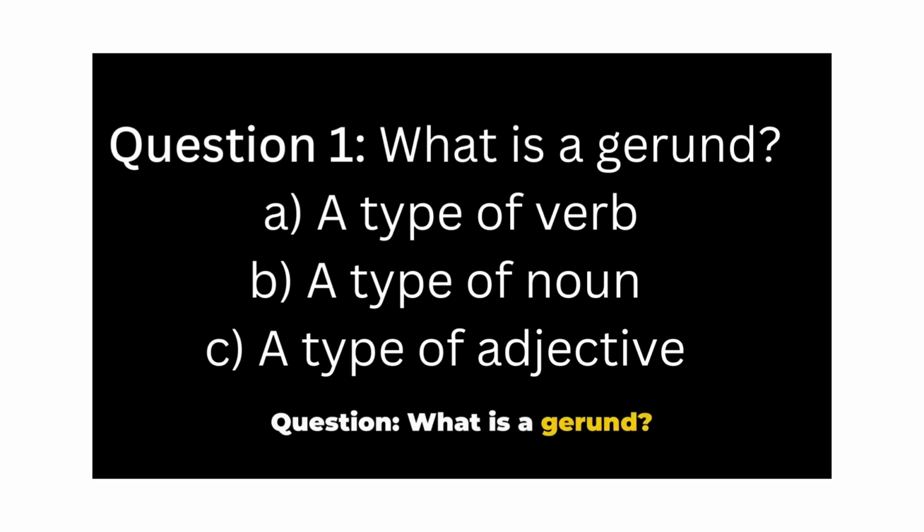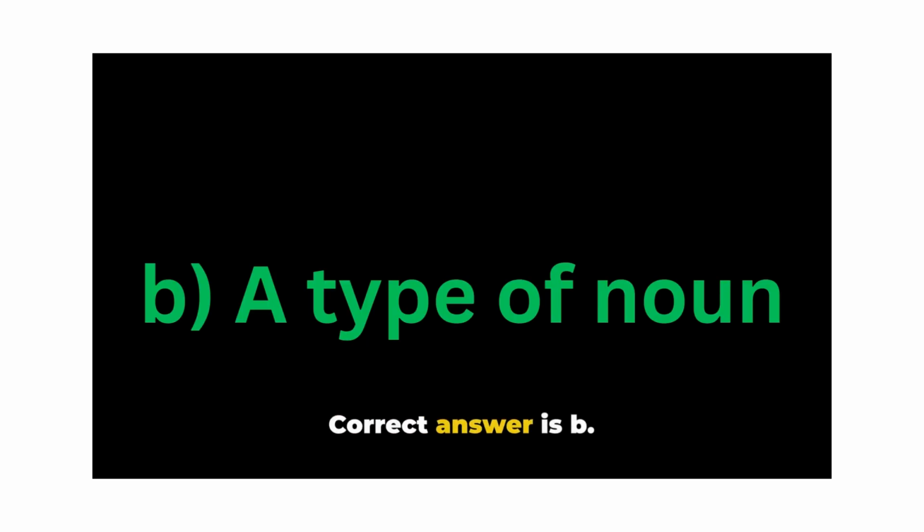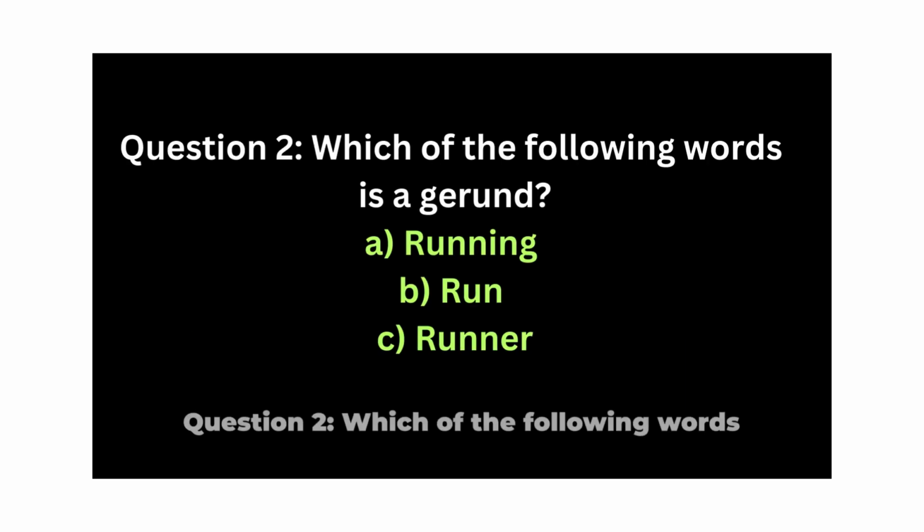Question: what is a gerund? A. A type of verb. B. A type of noun. C. A type of adjective. Correct answer is B. A type of noun.